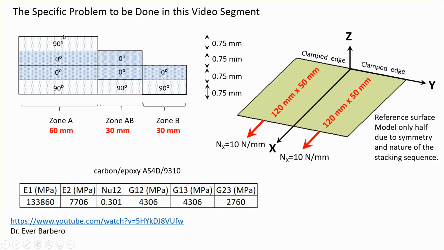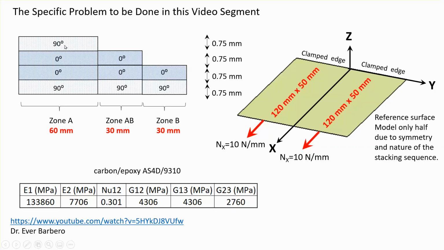This is the thick section, which I call zone A. The thin section on the very right hand side, which I call zone B, and this is the drop-off section or transition section, which is zone AB. The lamination, these are cross plies, in other words, 90s and zeros, and the thickness of these plies is 0.075 millimeter. Because of the nature of the orientation that you see here, and the fact that the geometry is symmetric and the load is symmetric, you don't have to model the whole thing. You need to model only half of this.